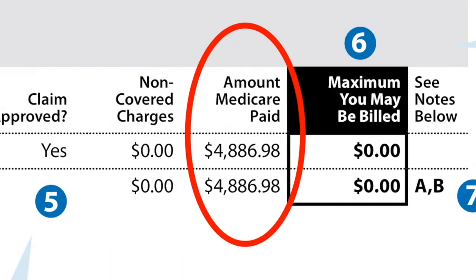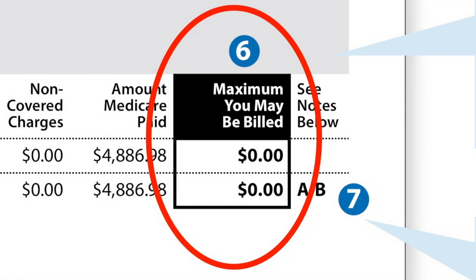The next column is the amount Medicare paid. This is not always the full amount. See footnotes for more info. Next is the column of the total amount you may be billed. This amount may be billed to you, or if you have a secondary payor, to them. It is highlighted in bold to make it stand out.